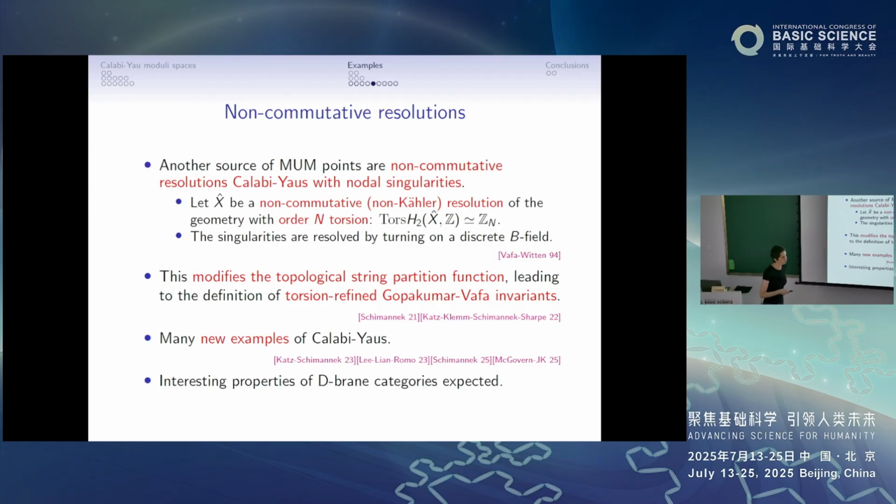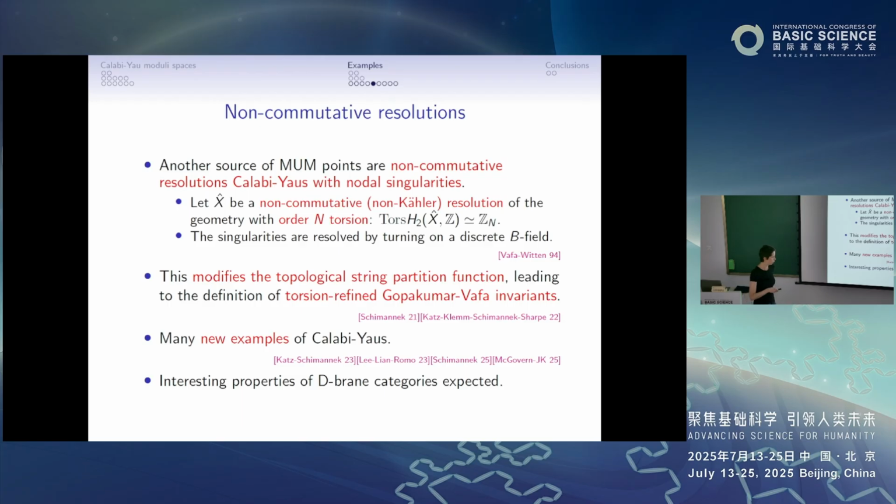The last thing I want to discuss is non-commutative resolutions. Another source of points of maximally unipotent monodromy is Calabi-Yaus that have nodal singularities. Instead of blowing up the singularity, which would add a Kähler parameter, if you have torsion in your homology, you can turn on a discrete B field. This discrete B field stabilizes and non-commutatively resolves the singularity.